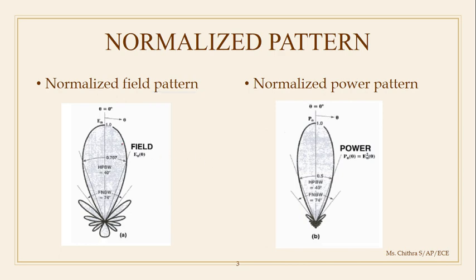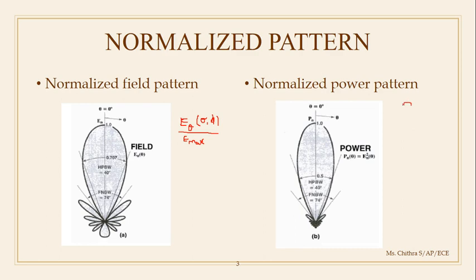For example, this is a plot of your electric field. So the normalized field pattern will be the electric field, in a direction of theta, and the space coordinates are theta comma phi. When I divide this electric field by its maximum value, we arrive at the normalized field pattern. This is just to get an optimal result, we perform normalization. Similarly, normalized power pattern means it is the power divided by the maximum value of power.